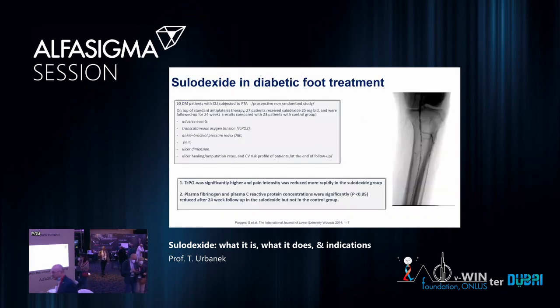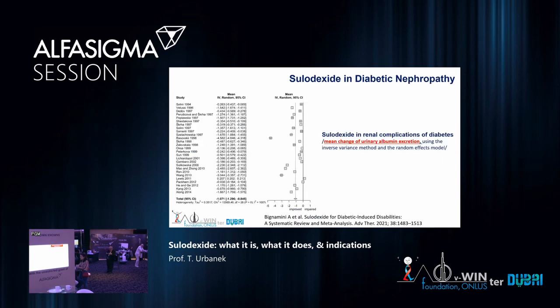And recently also some of the physicians started to use sulodexide on the top of the standard therapy in the patient undergoing angioplasty due to critical ischemia related to the diabetes. And according to this study, adding sulodexide reduce more rapidly pain intensity and increase the TCPO2. But also has some influence on the plasma parameters with plasma fibrinogen and C-reactive protein concentration reduction.